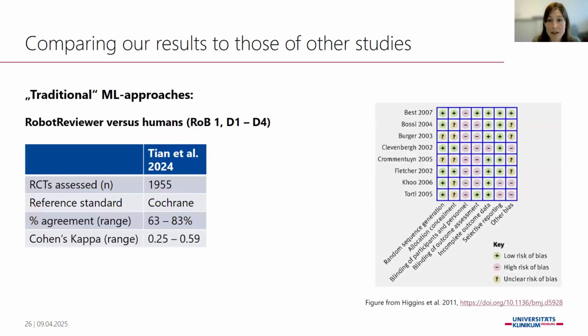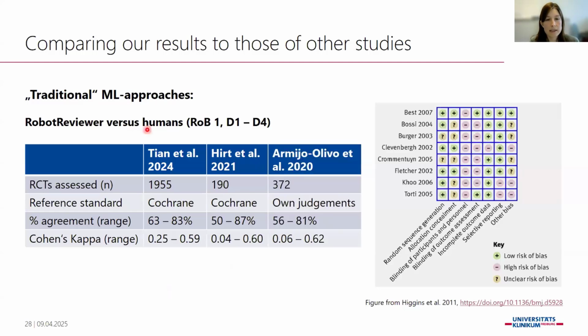So first of all, the robot reviewer, which produces ROB1 results, so the previous version of the Cochrane risk of bias tool. And there are quite a lot of testings of robot reviewer. I just picked some of the most informative ones from my point of view. And so we have 3 studies here I would like to quickly show you. They all assessed quite a lot of randomized controlled trials using the robot reviewer.